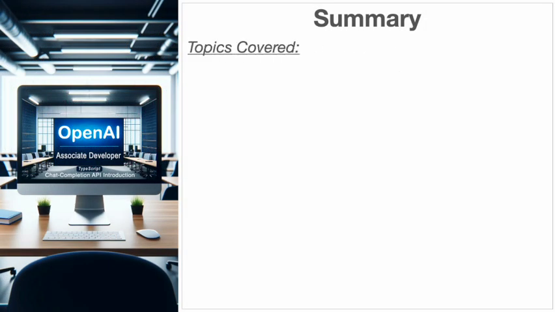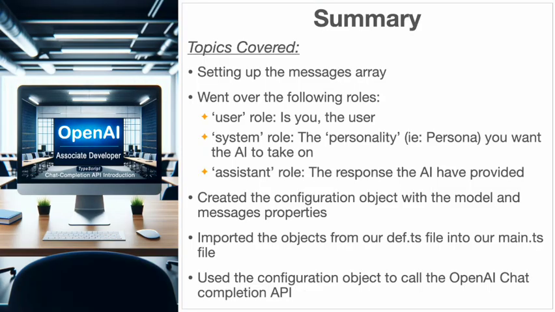You now have a working OpenAI Chat Completion API call. We've covered the basics of setting up your project and the objects you need to make your first API call, including the messages array and some of the available roles. Then, we next set up our configuration object and set the model and messages properties. And finally, we integrated our configuration object into our main.ts file.